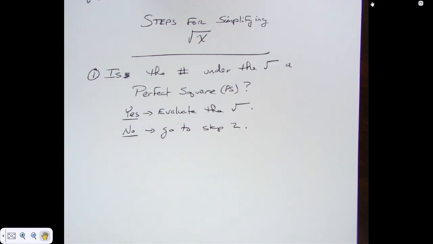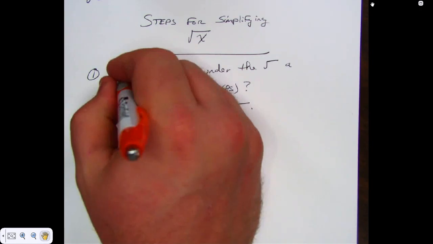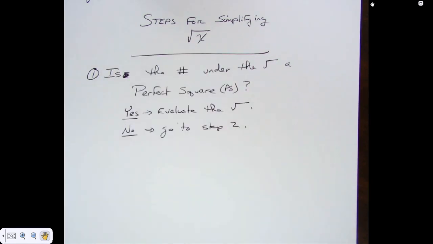Steps for simplifying square root of x. Is the number under the square root a perfect square? Yes? Evaluate the square root. If no, go to step 2.